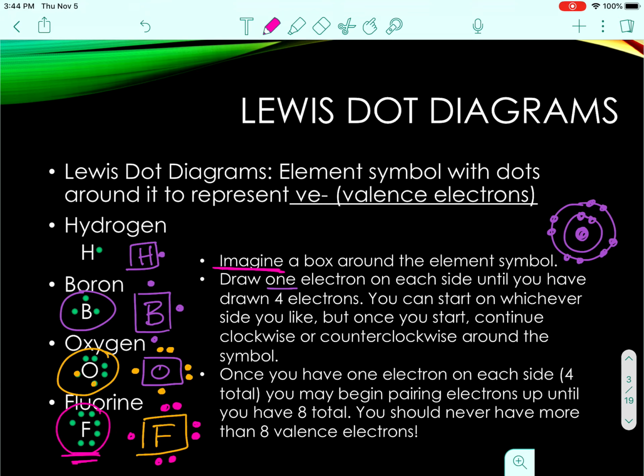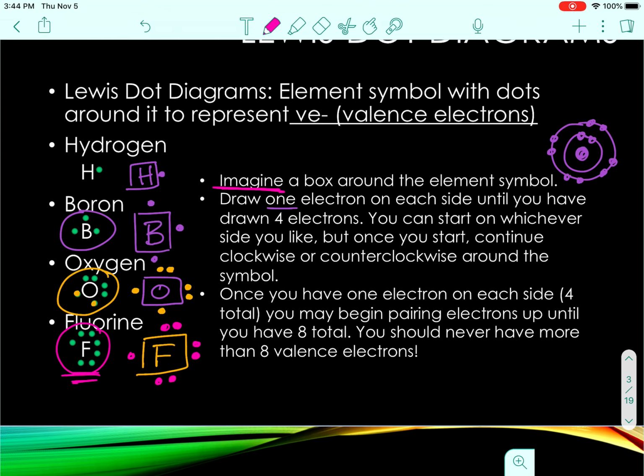7 dots. Okay, so that's why the finished product looks like that. So you're drawing the valence electrons. You're just drawing how many dots around the symbol based on the group number. Okay, so group 1, 1 dot, 1 valence electron. Group 2, 2 dots, 2 valence electrons. 13 has 3 dots, so on and so forth, okay?